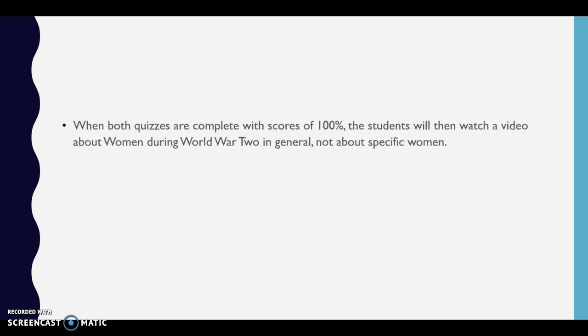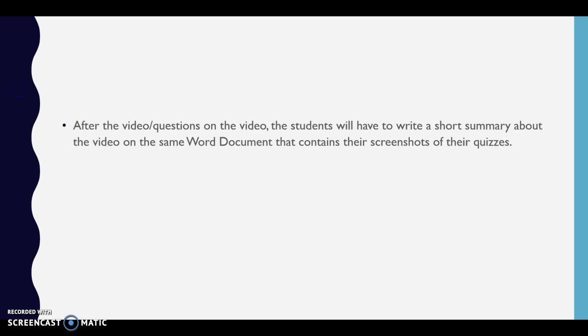When both quizzes are complete with scores of 100%, the students will then watch a video about women during World War II in general. The video is not going to be about specific women, it's just going to be about women during World War II in general. After the video and the questions on the video, the students will have to write a short summary about the video on the Word document that contains their screenshots of their quizzes.